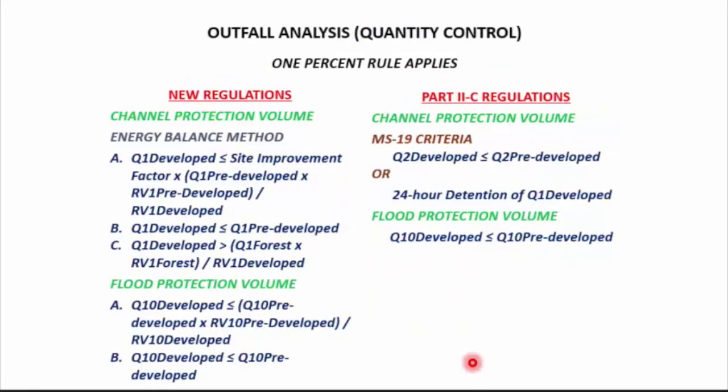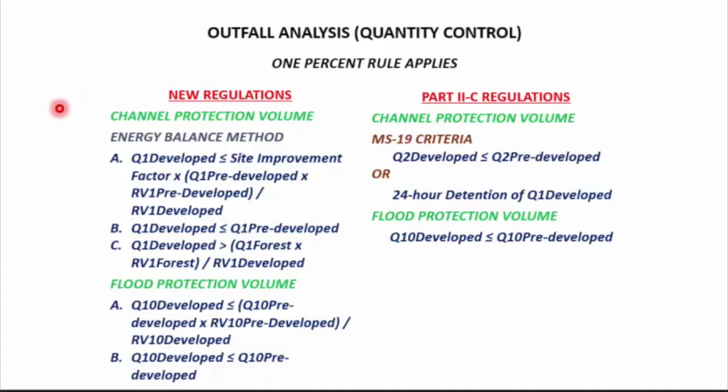As for the outfall analysis for each outfall or the water quantity control, whereas the 1% rule still applies, this is the total change in the philosophy of design. Whereas in the earlier regulations, we used to follow the MS-19 criteria for the Q2 developed should be less than or equal to Q2 pre-developed, or the 24-hour detention of Q1 developed, and the flood protection Q10 developed should be less than or equal to Q10 pre-developed.